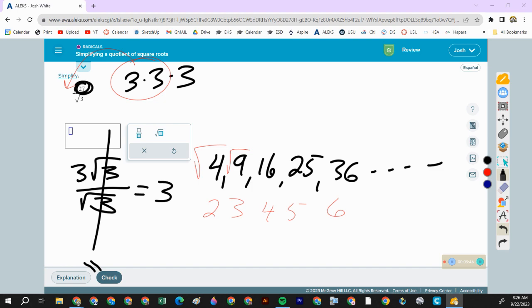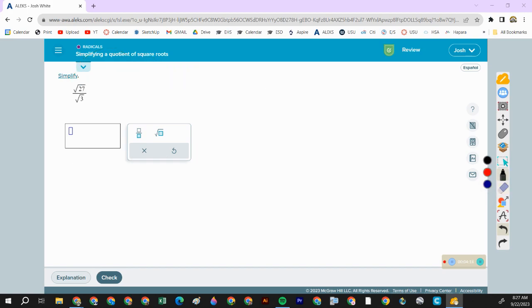Does 27 have any of those numbers inside it? 9, right? So the square root of 27 is the square root of 9 times the square root of 3. What is the square root of 9? It's just 3. So that's all we're doing. We're looking at 27, and we're figuring out, are there any perfect squares inside there? If there are, then we square root it, and we move on. So actually, let's leave that up.